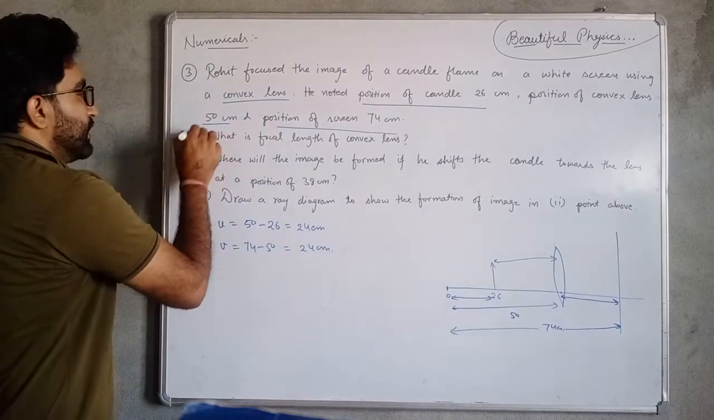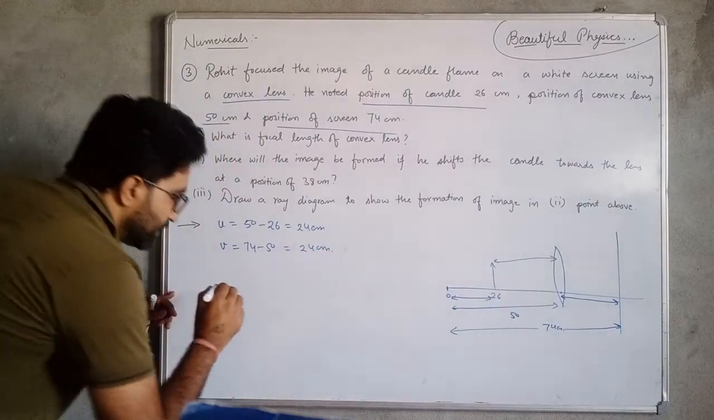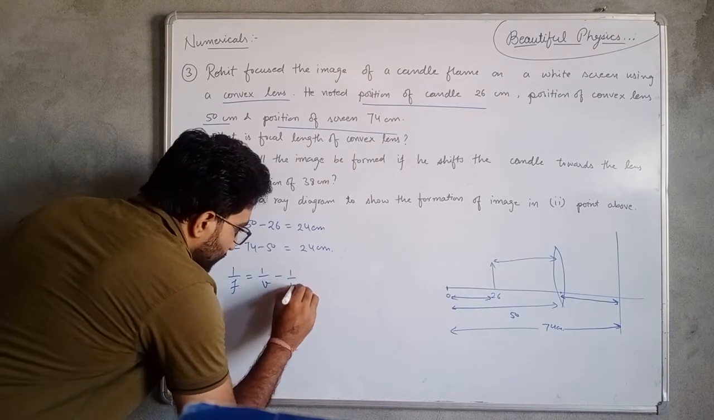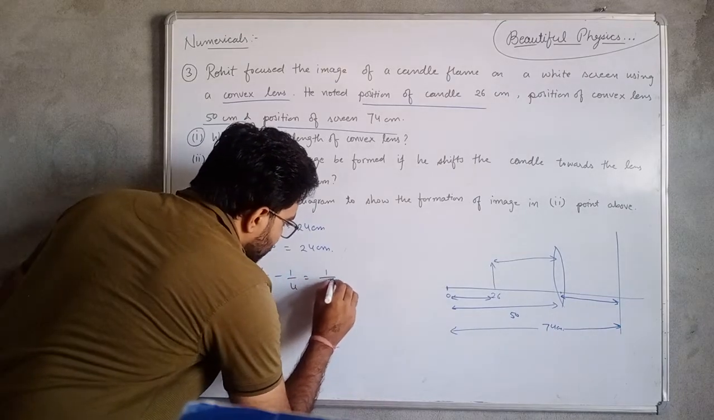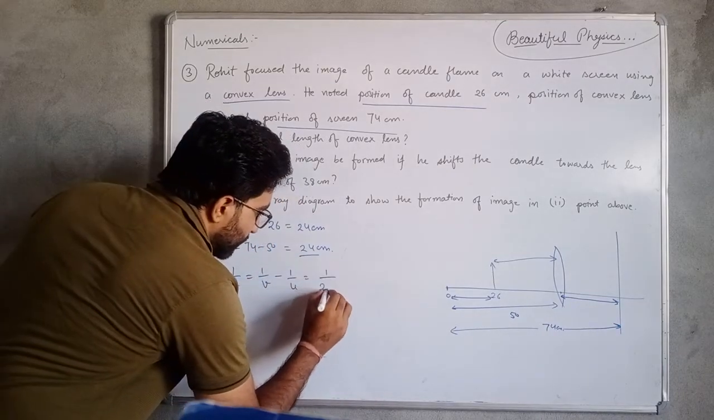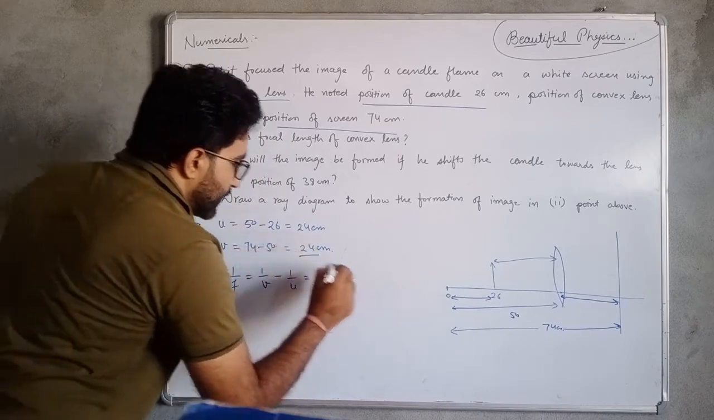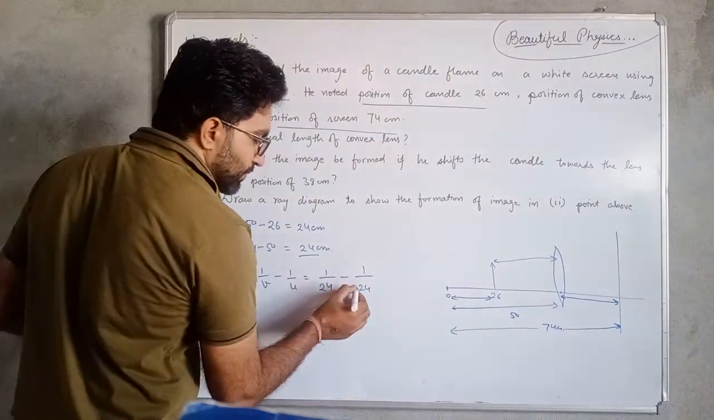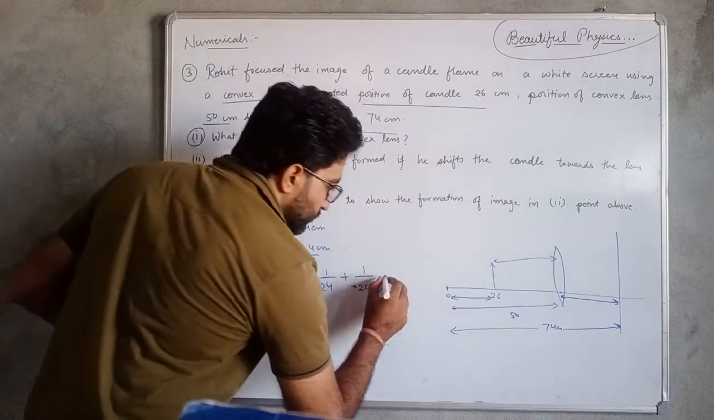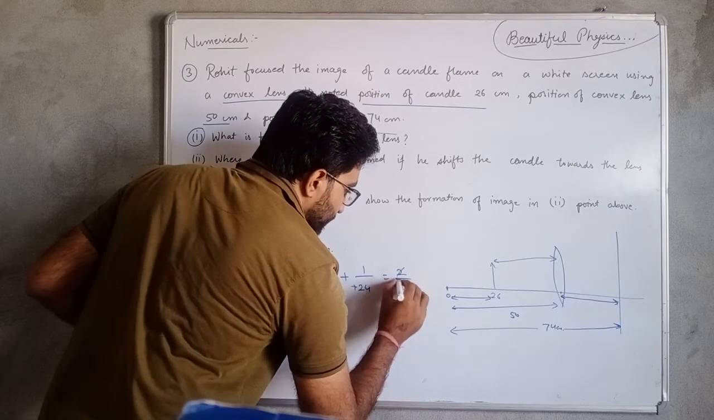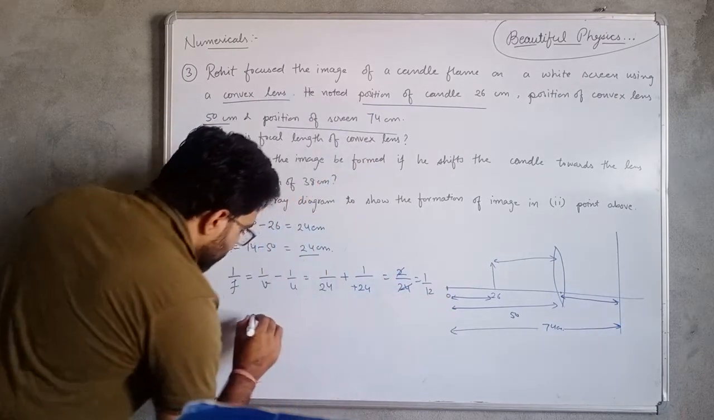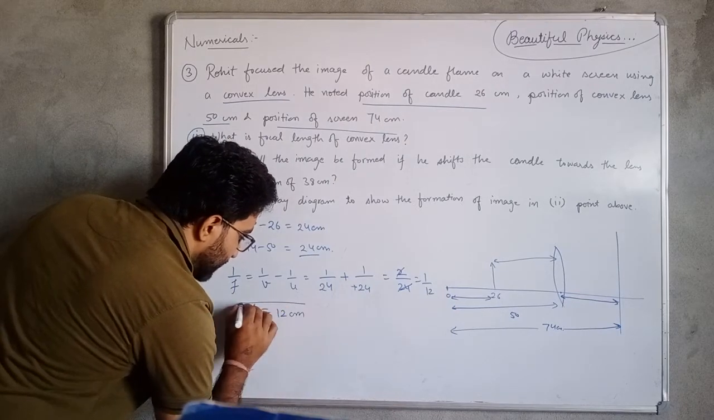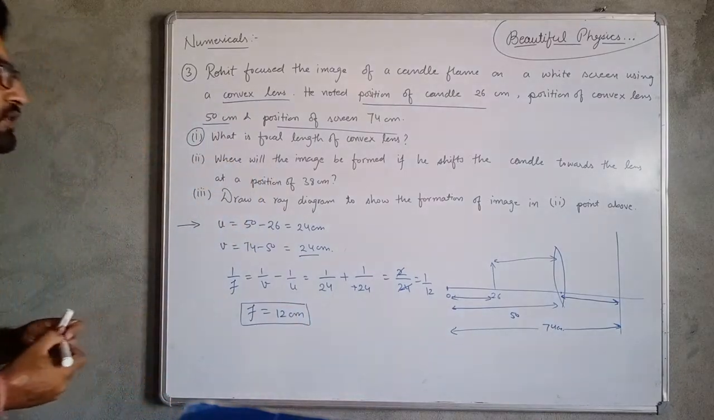In our first question we have to find the focal length, and according to the lens formula, 1 by f is equal to 1 by v minus 1 by u. Let's put the values. In place of v we will use 1 by 24, but the object distance is negative, so negative negative is positive, it will be equal to 2 by 24, which is 1 by 12. So the focal length is equal to 12 centimeter.